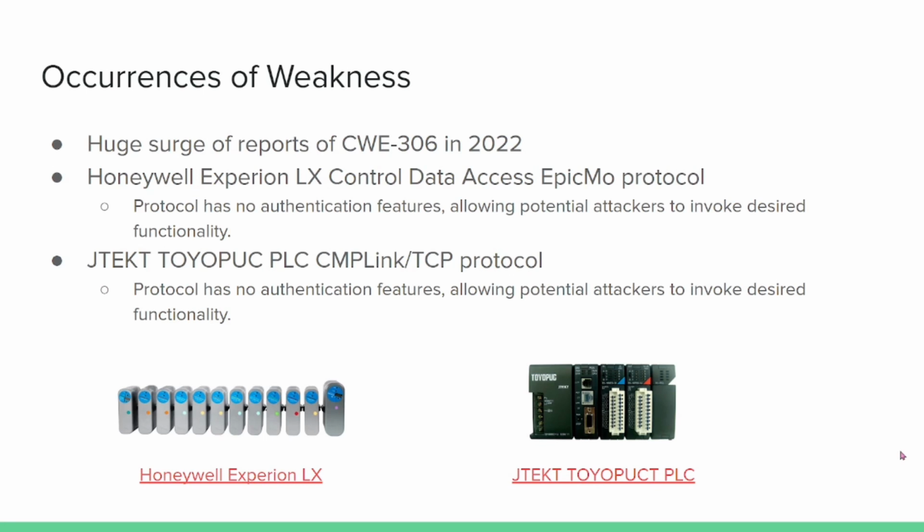Additionally, there was the GE Tuf Puck PLC CMP link TCP protocol, where, similar to the Honeywell, it just didn't have any authentication features, but it also did not separate its privileges into separate layers.